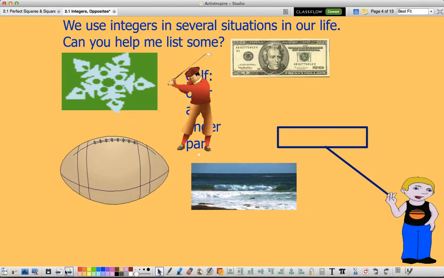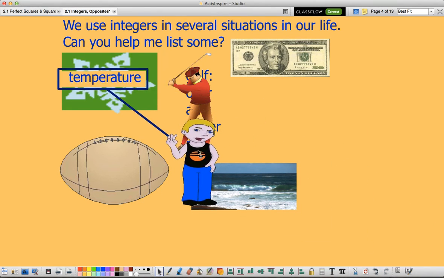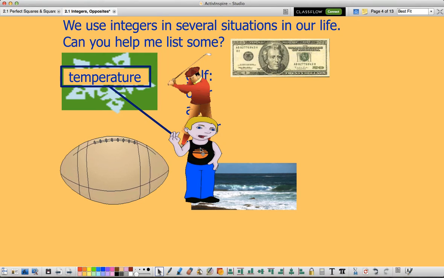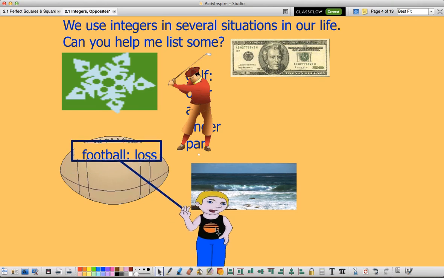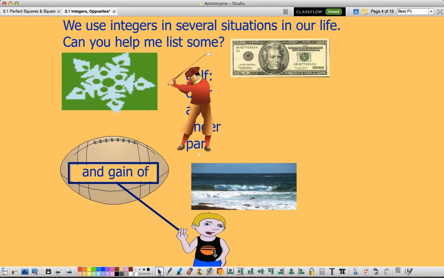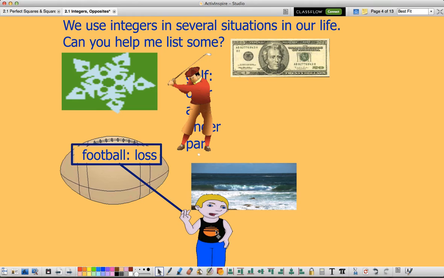All right, so moving right along, we're looking at different situations where we use integers. We use integers when we talk about weather, so the temperature going up and down. If the temperature drops, yes, we consider that a negative occurrence, but negative temperatures are when they drop below 0. In football, when you talk about a loss or a gain of yards, a gain of yards is going to be positive and a loss will be negative.